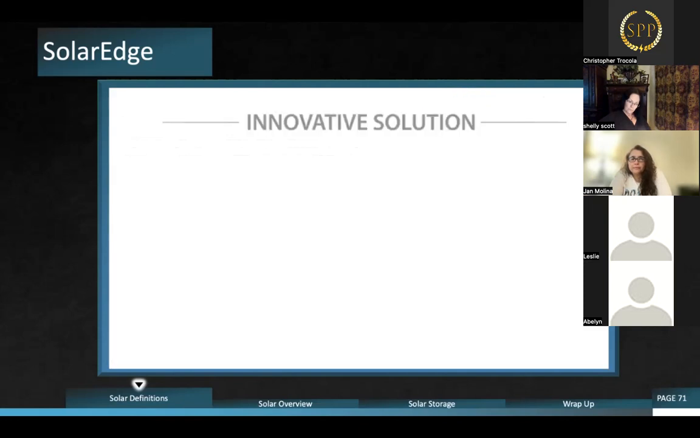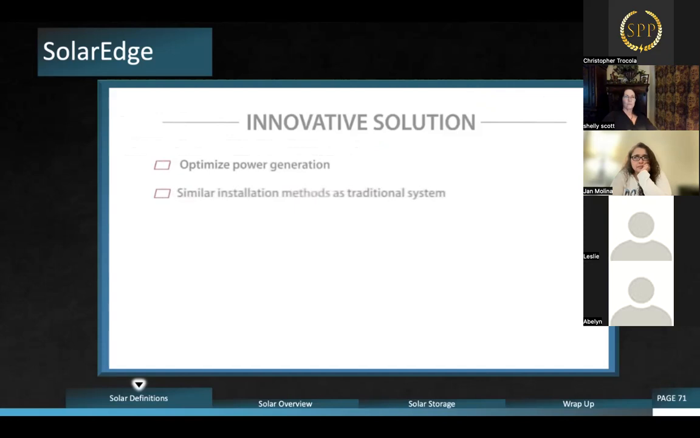When we started to develop the SolarEdge solution, we defined 3 goals: to optimize power generation of each panel individually, to use the same installation methods and components used to install traditional inverter systems, and to compete with the cost of such systems.